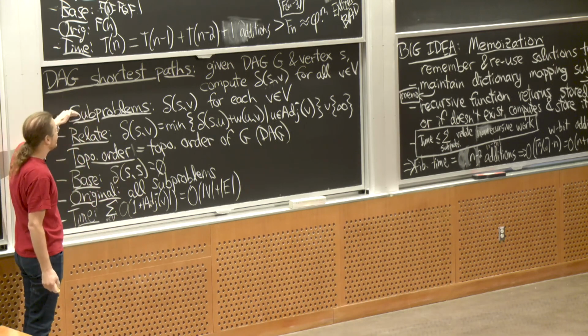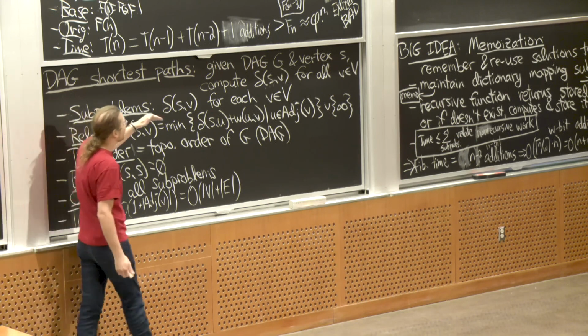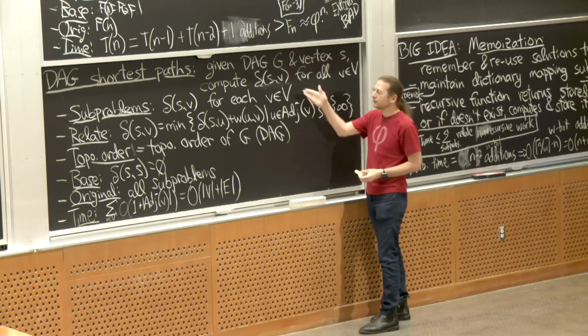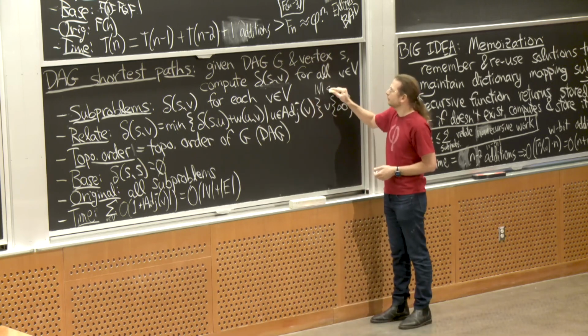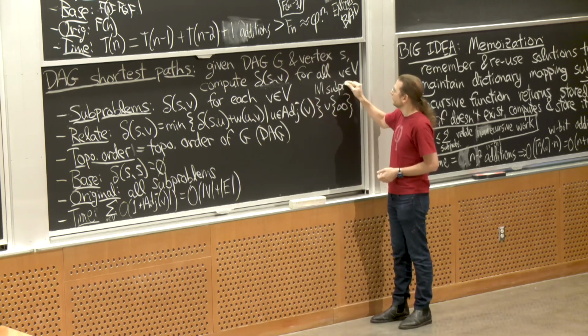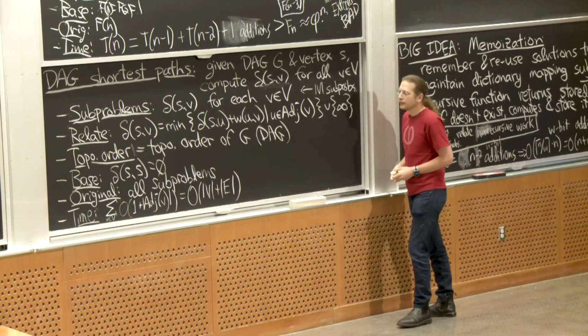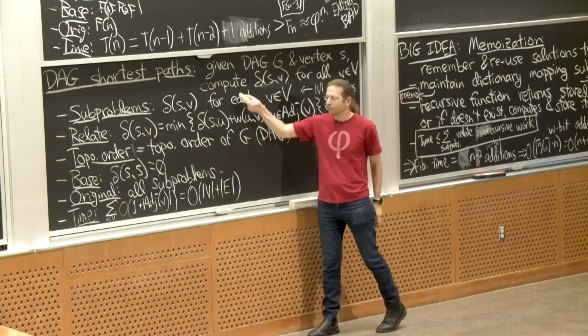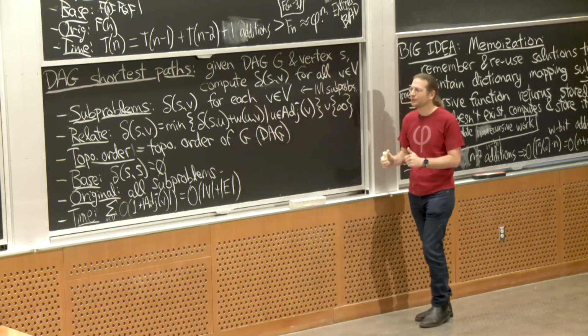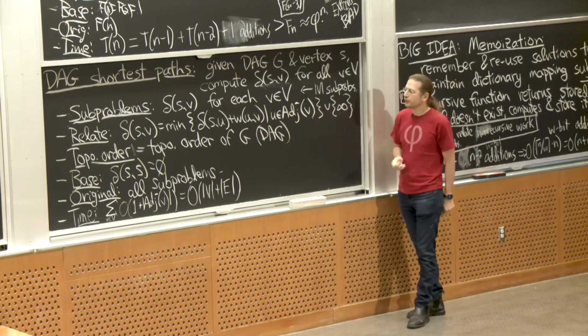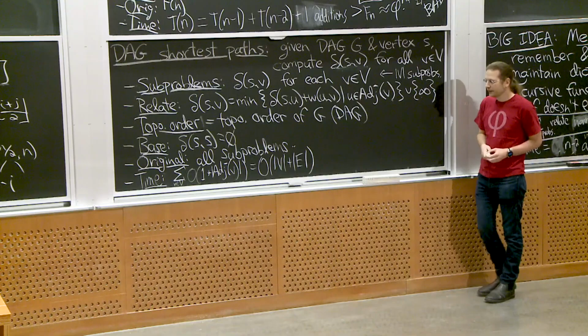So what are our subproblems? Well, here, actually, they're kind of spelled out for us. We want to compute delta of S,V for all V. So that is size of V subproblems. That turns out to be enough for this overall problem. And the original problem we want to solve is all of the subproblems. We solve all the subproblems, we're done. And then I think we wrote this at some point during the DAG shortest paths lecture.